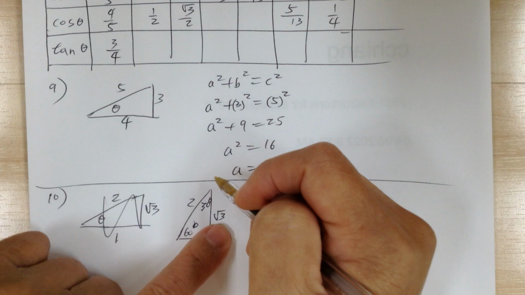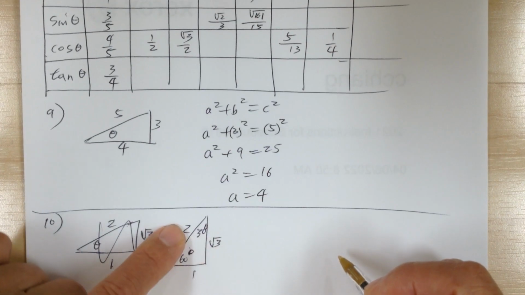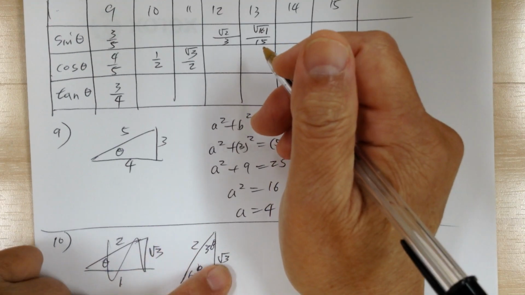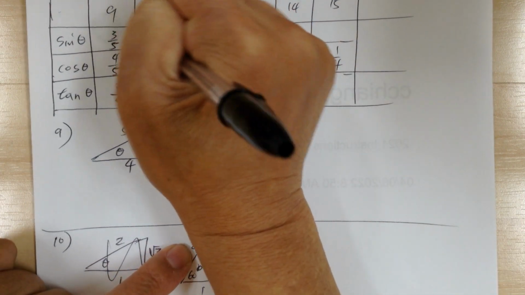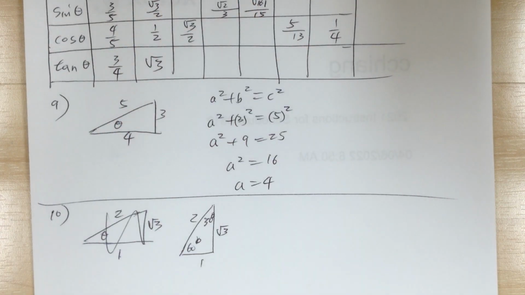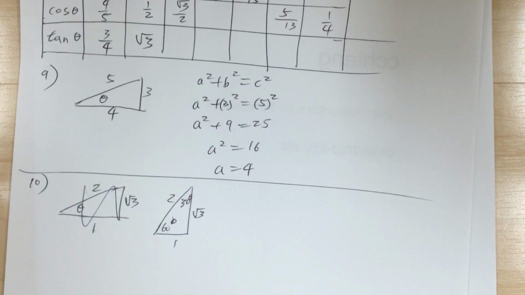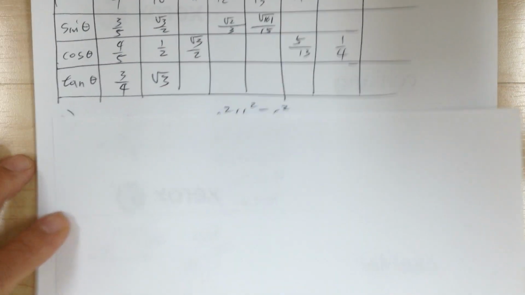Okay. So in this case, sine would be opposite over hypotenuse. So this would be square root of 3 over 2. Tangent would be this over this, which would be square root of 3. Okay, so we're going to keep the table over here. So let's go to 11.